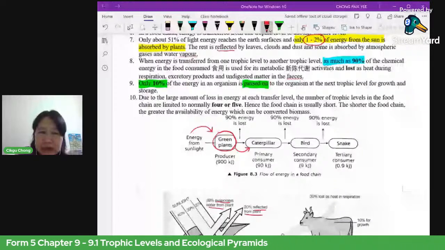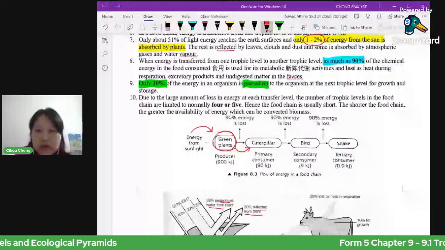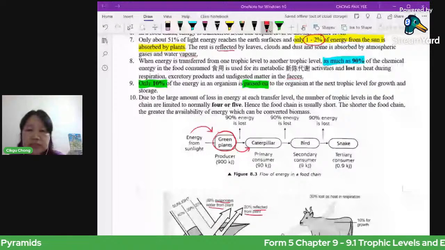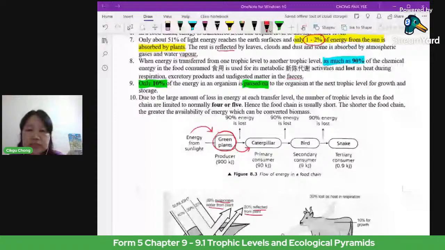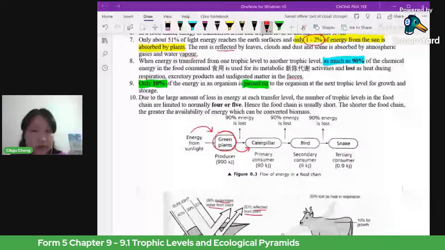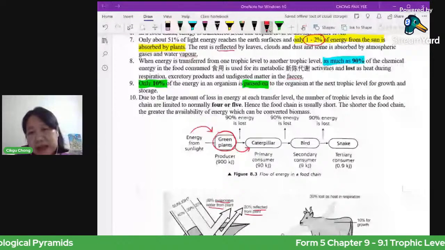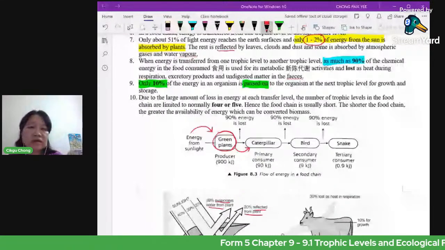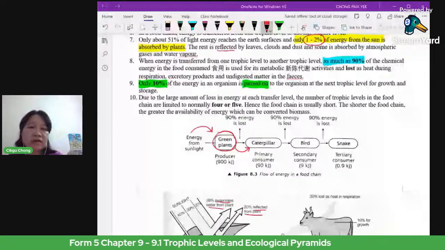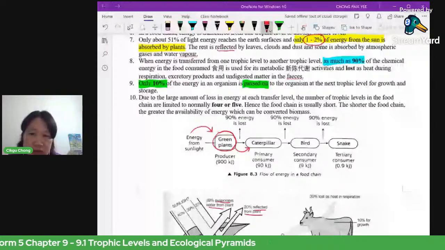So you can see the last one. Look at the snake. The snake only gets about how much? 0.9 kilojoules, isn't it? So if let's say the snake is eaten by another organism, the next one, let's say X, I don't know, maybe an eagle. Eagles do eat snakes, right? Let's put eagle. The eagle will get 0.09, right? Another 10% of this is 0.09 kilojoules.